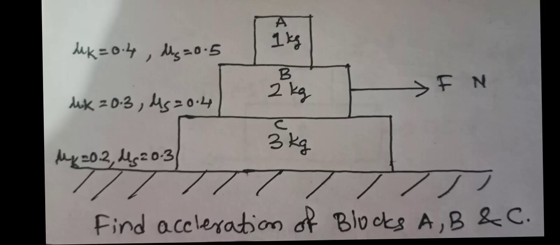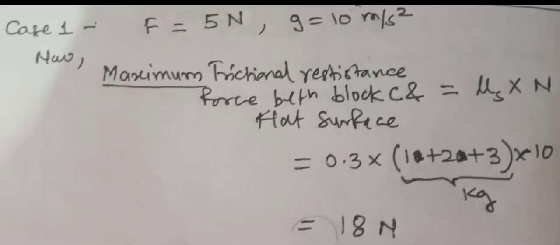C block is resting on the flat surface. The static and kinetic coefficients of friction are given for the three surfaces, as you can see in the diagram, and the force F is applied on the middle block B. Now we are going to solve this problem, and the first case is that F is 5 Newton, and we will assume g, the gravitational acceleration, to be 10 meter per second square instead of 9.81, so that it is easy for calculations.